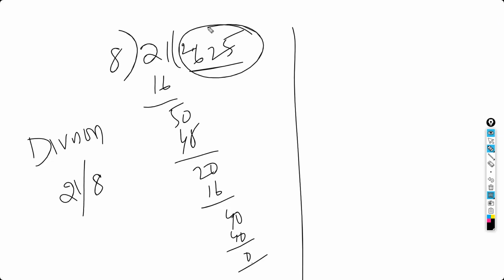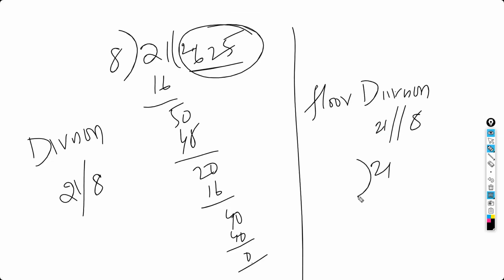But when you are doing the floor division, that is 21 double backslash 8, instead of a single backslash. Now 21 divided by 8 gives 2 times 16, 5, and you have to stop here only. Don't keep the dot. Whatever the quotient is, that is floor division. Whatever the remainder is, that is called modulo. Now it is clear?